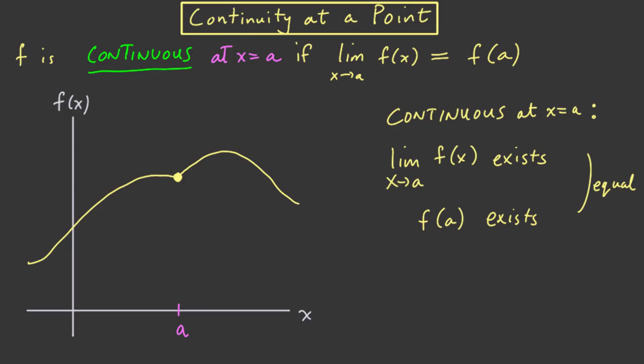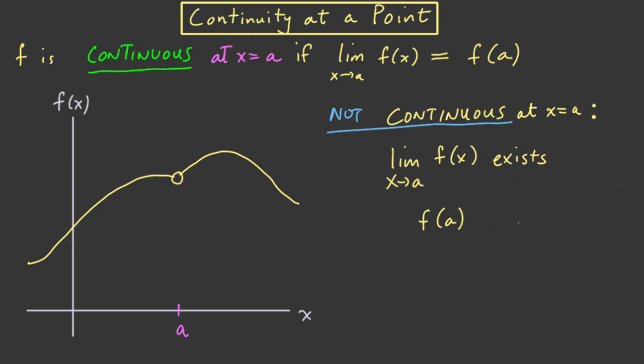There are a variety of ways in which a function might fail to be continuous at x equals a. First off, the limit might exist, but the value of f at a might not exist. That would look like this. Just keep the same picture, and erase the point at x equals a itself. So we still have a limit, but now f of a doesn't exist. This is no longer continuous. We have a hole at x equals a.